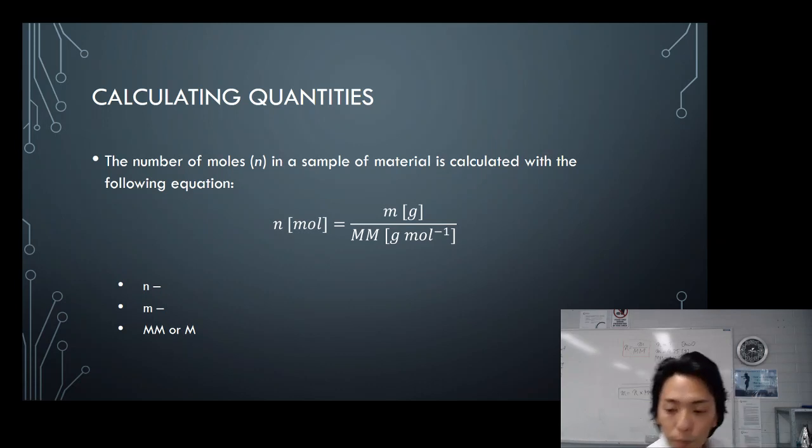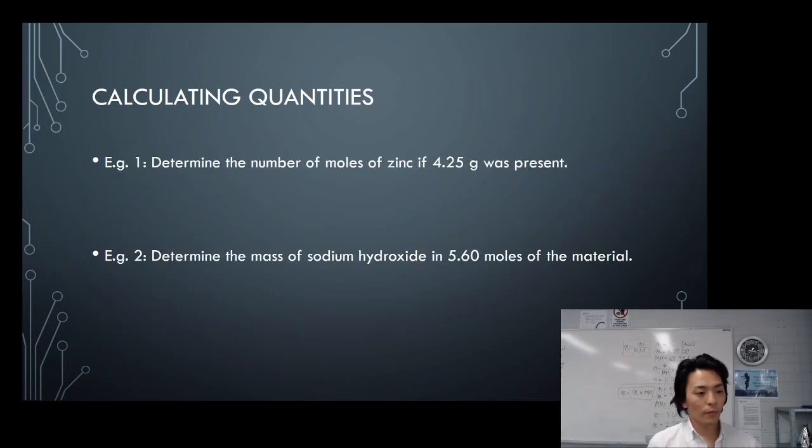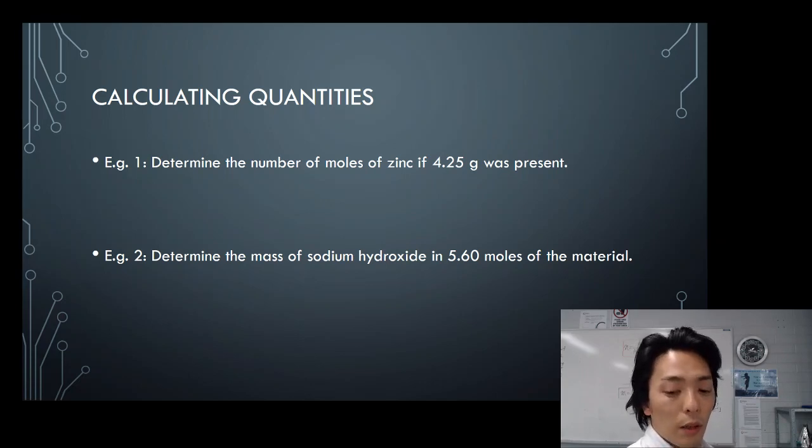Now, how can we use that? Here's an example. These two examples can be found on page 24 of the Essentials workbook as well. I'll give you a chance to write them down. So in the first example, it says determine the number of moles of zinc if 4.25 grams was present.